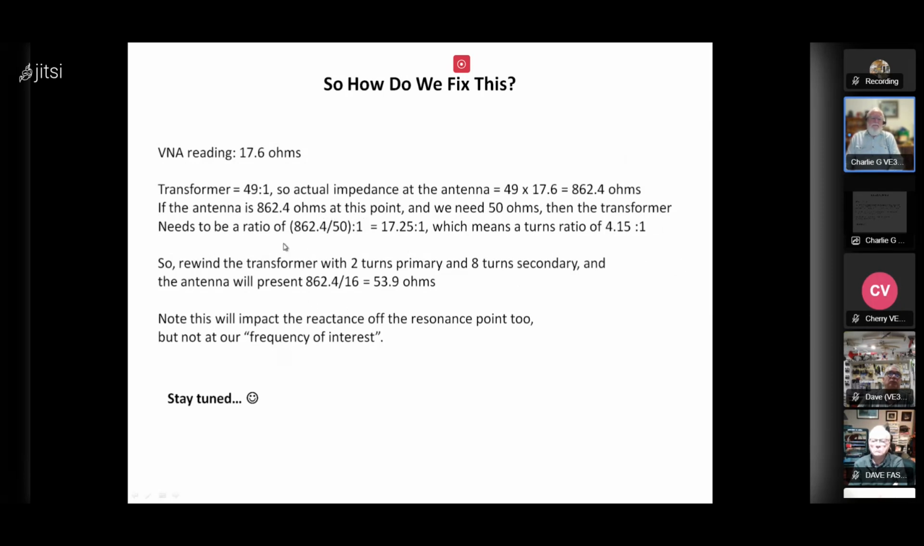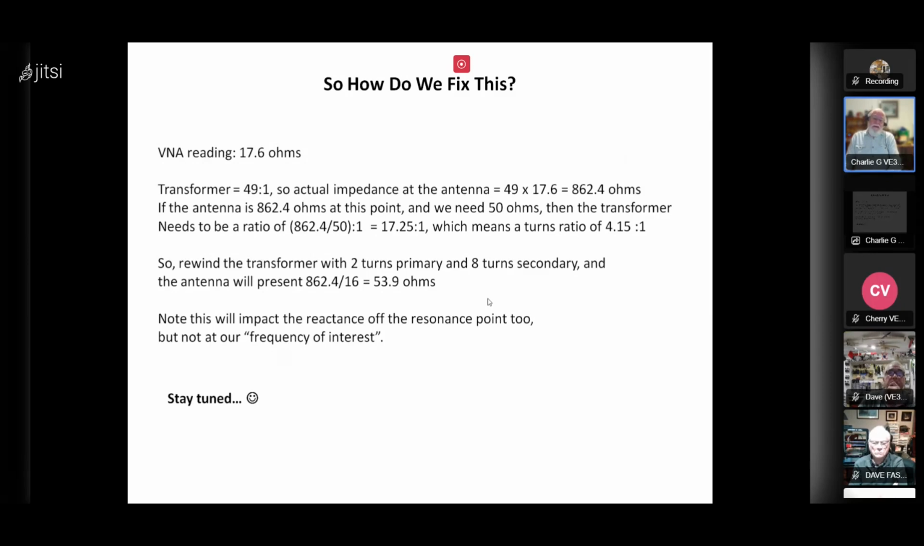So if I need 862 ohms at the feed point, then the transformer ratio needs to change. It needs to be the 862 divided by 50, or 17.25 to 1, which means a turns ratio of 4.15 to 1, call it 4 to 1. So if I rewind that transformer with 2 turns primary and 8 turns secondary, I should see 53.9 ohms at that point. The reactive portion is going to get transformed as well, but since it's almost perfect, I don't need to worry about it too much.